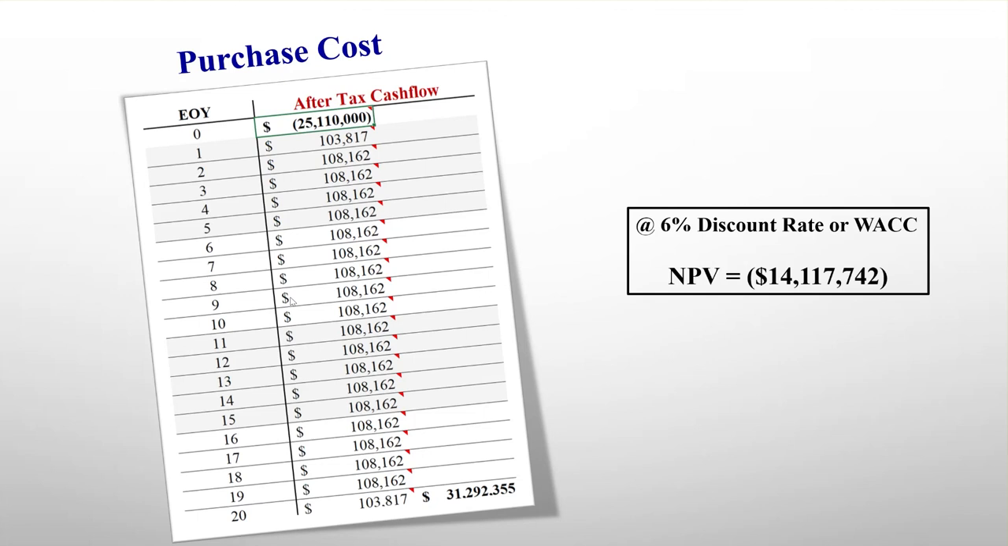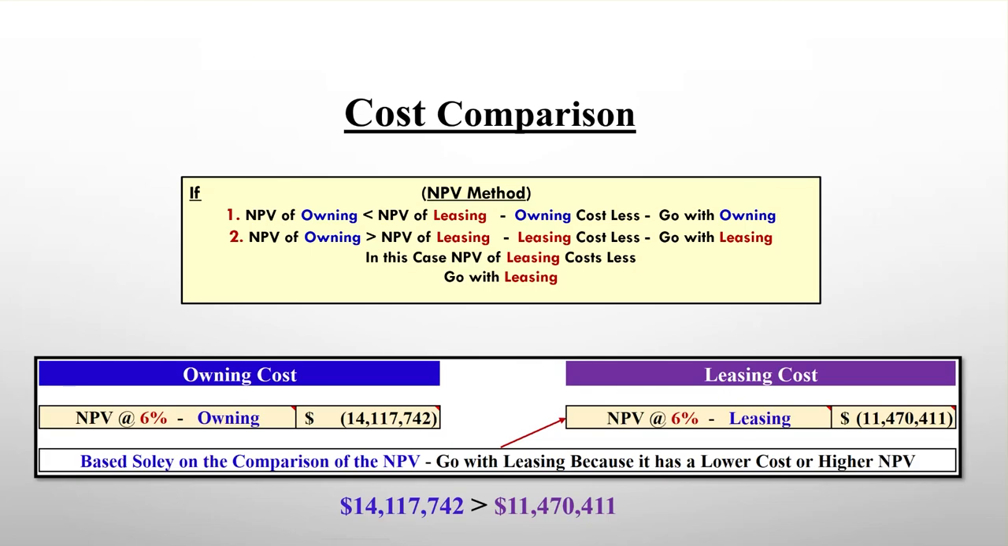So now that we have all these cash flows from year 1 to 20 after tax, we have our initial investment and we have our after tax sales proceeds, then at a weighted average cost of capital of 6%, it would be easy to determine what the net present value is. And that number comes out to $14,117,742. So now all we have to do is compare these costs.